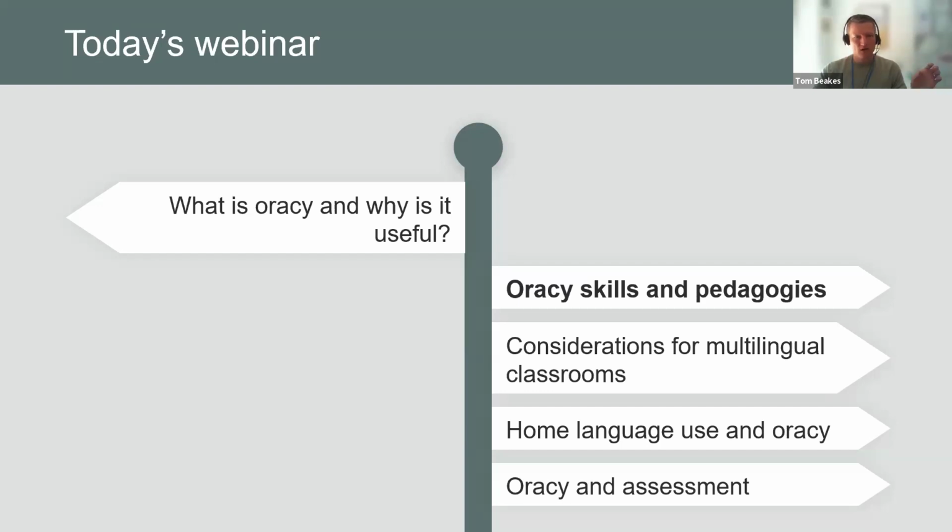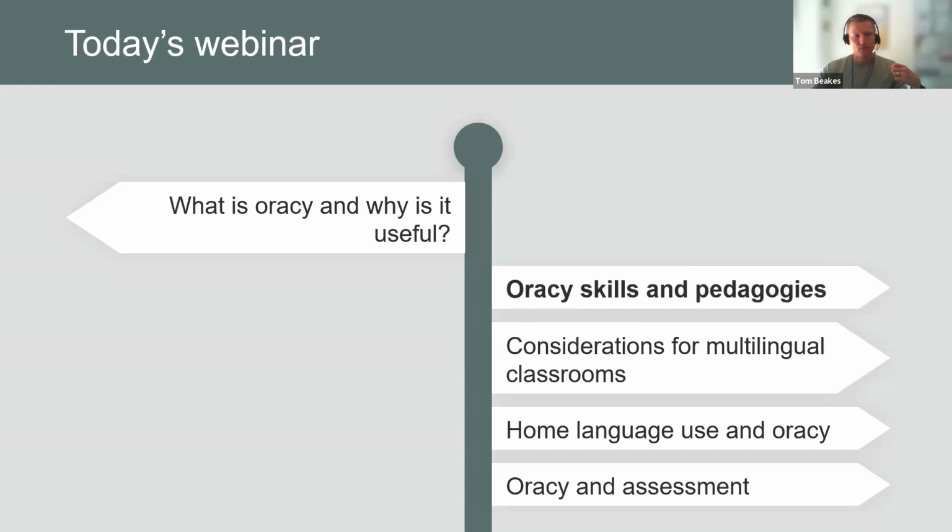So we're going to think about now, what do we actually mean when we talk about oracy? What are the skills? And also, what are the pedagogies? What does it look like in the classroom to promote oracy? What kind of things can teachers do?